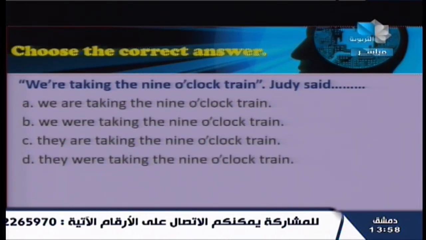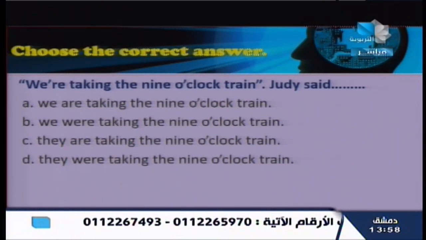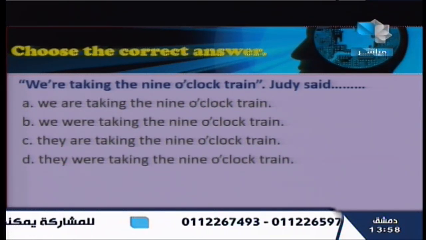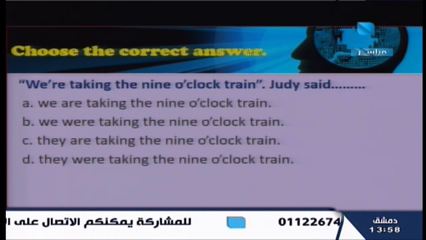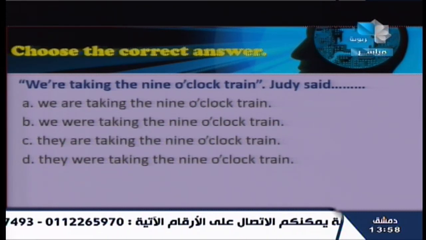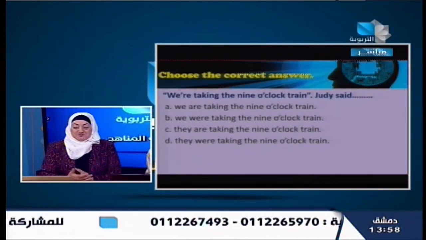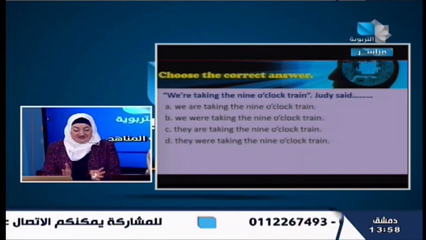Okay. We have here an exercise about choosing the correct choice. We're taking the 9 o'clock train. This is a statement, said by Judy. Judy said, or said by Judy? It was said by Judy, exactly. So Judy said, and we have to report this statement.